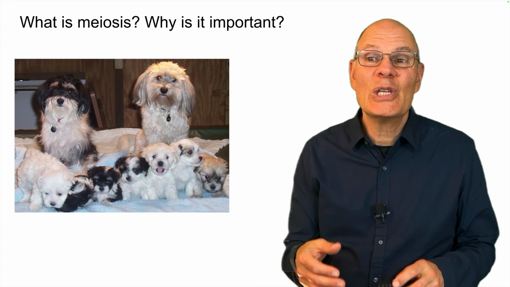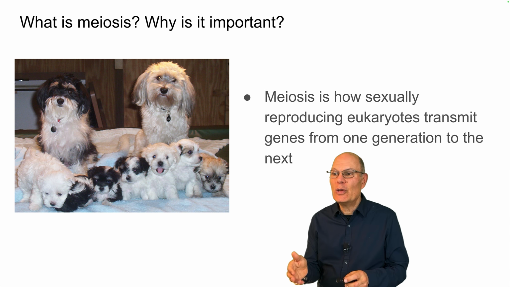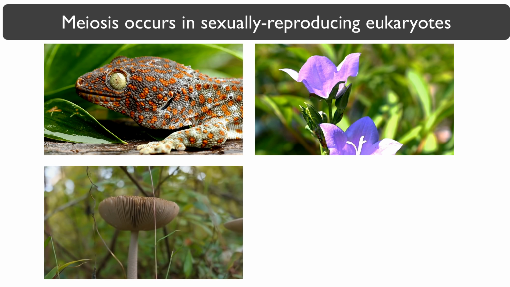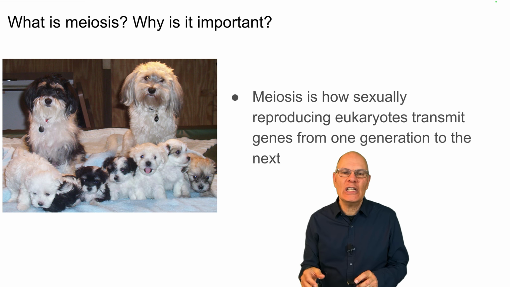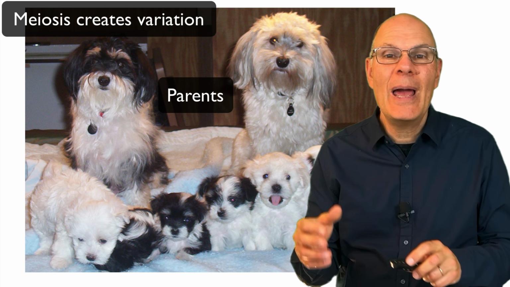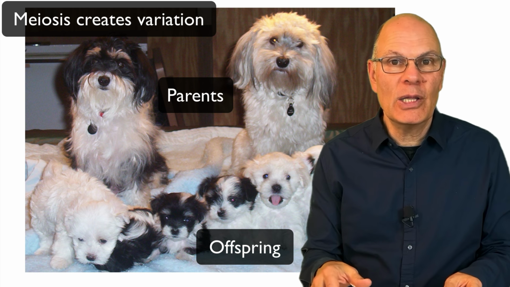Meiosis, the big picture. What is meiosis? Why is it important? Meiosis is how sexually reproducing eukaryotes, that includes animals, plants, fungi, protists, transmit genes from one generation to the next. It creates variation between parents and their offspring, and it creates variation among the offspring.